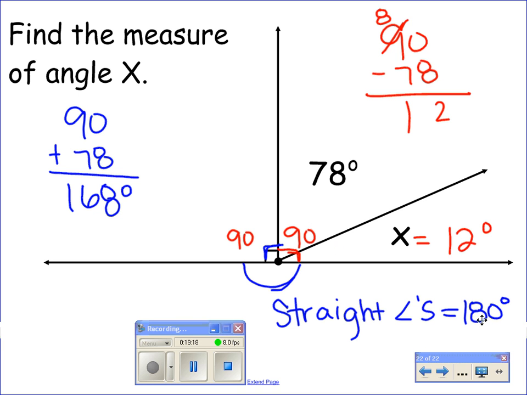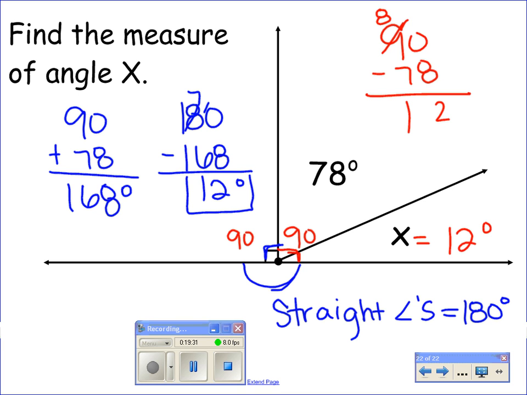We need 180, so we can subtract 180 minus 168. And again, you still get 12 degrees. Either way will get you the correct answer. Okay? It doesn't matter how you get there, as long as you get there. You can subtract 90 minus 78, or add what you know and then subtract it from 180.